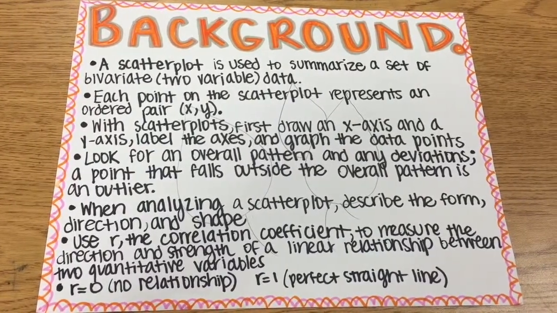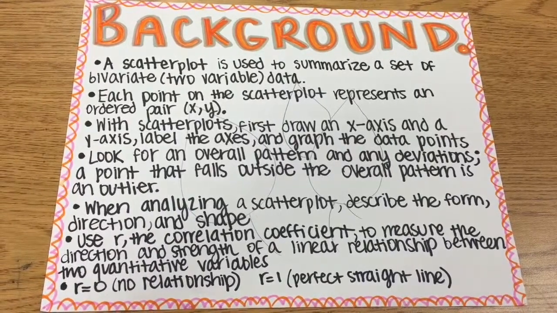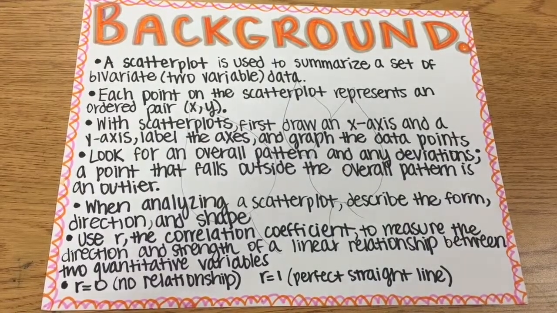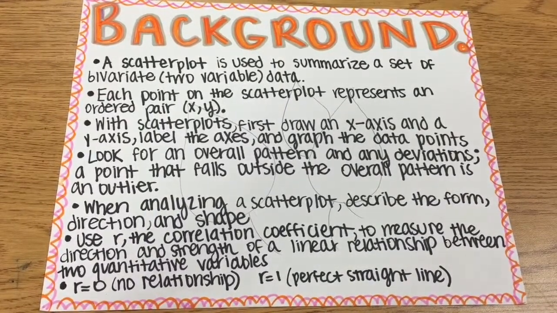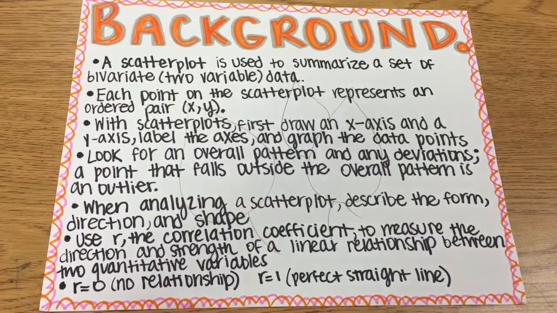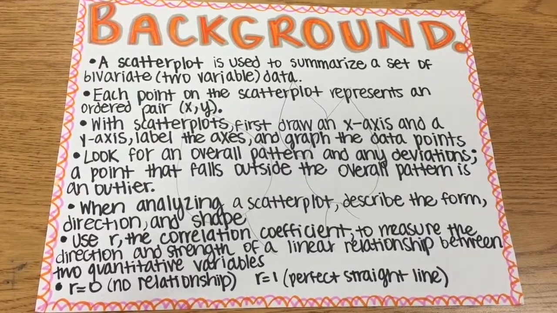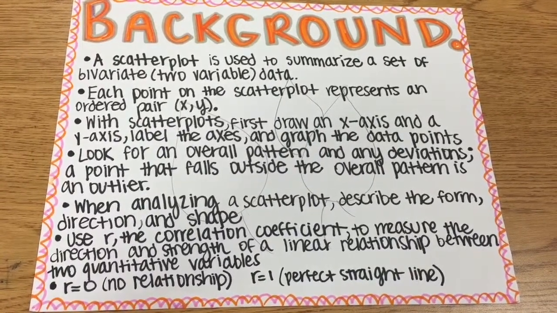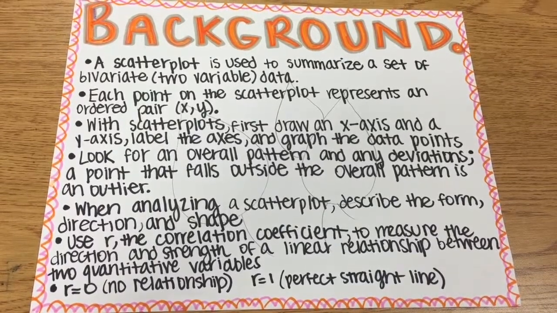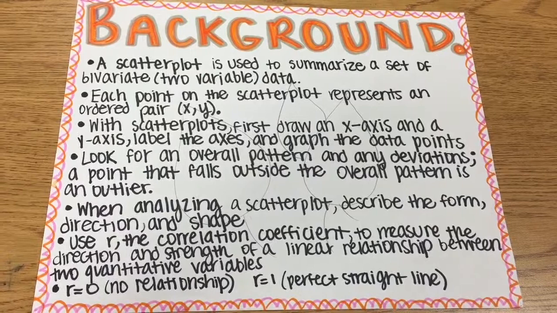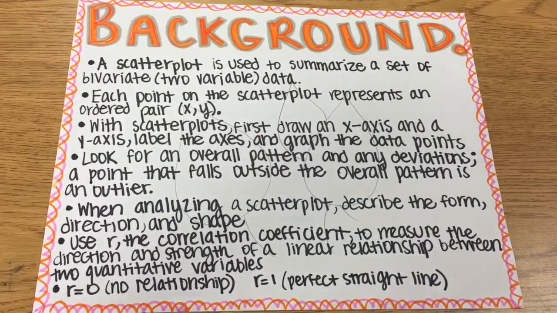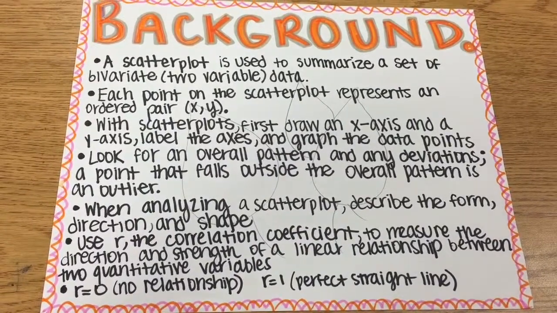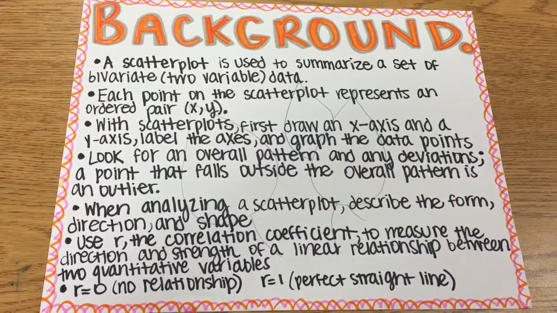Use r, the correlation coefficient, to measure the direction and strength of a linear relationship between two quantitative variables. You can find r by using your calculator, which we will discuss later in the video. When r equals 0, it indicates no correlation or linear relationship. Since r only measures strength for linear relationships, you can still have a relationship that is nonlinear if r equals 0. Therefore, when r equals positive or negative 1, it indicates a perfectly linear relationship between two variables. The closer r is to positive or negative 1, the stronger the relationship.